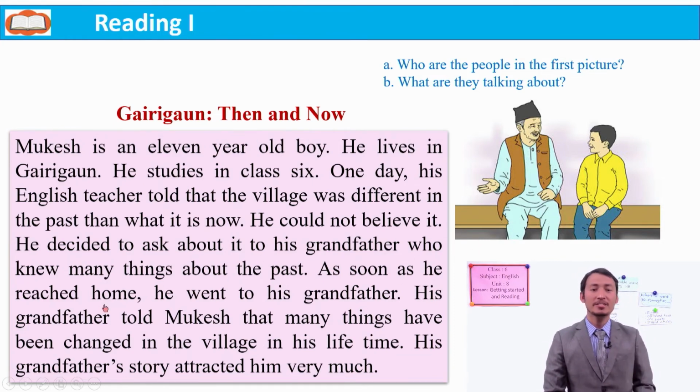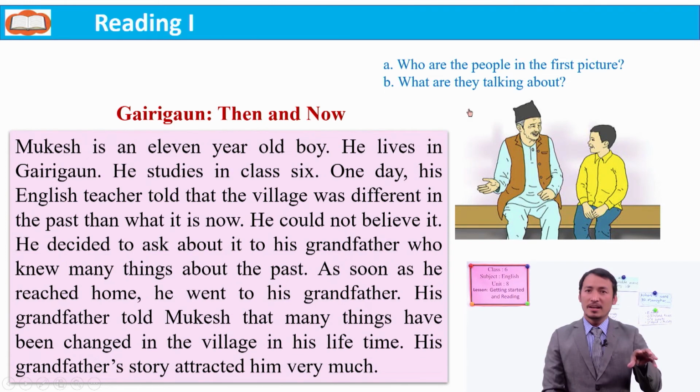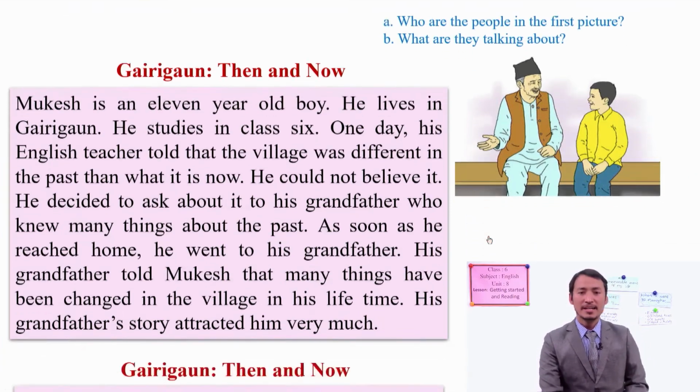As soon as he reached home, he went to his grandfather. His grandfather told Mukesh that many things have been changed in the village in his lifetime. His grandfather's story attracted him very much. The man is his grandfather, and he is telling a story about Gairigaon, a change that took place in that village, and that story was very interesting to Mukesh. Right? Now let's see the next paragraph.